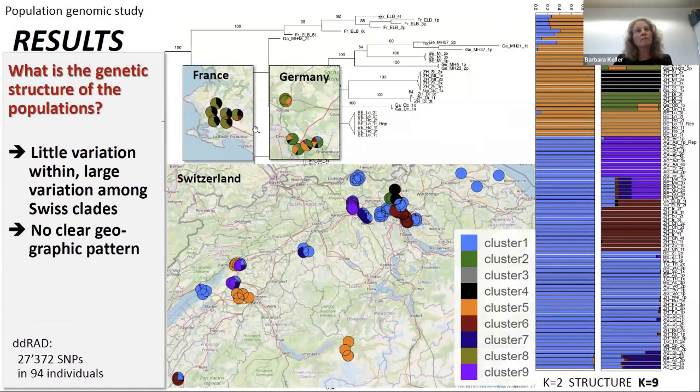The French and the German plants, each dot represents one plant, are more diverse than the Swiss plants, which we can see below. In addition to that, we didn't find a clear geographic structure. The plants that were assigned to cluster 1, the blue cluster in structure, occur all over Switzerland.